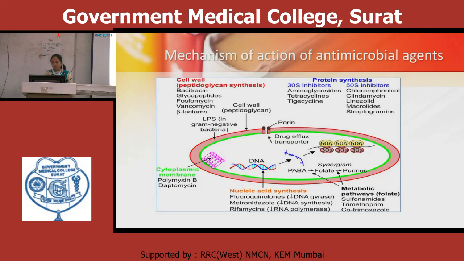Inhibit metabolic pathway of folate or folic acid. They are the sulfonamides, trimethoprim and cotrimoxazole.